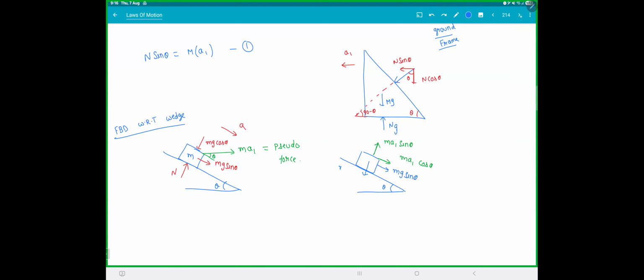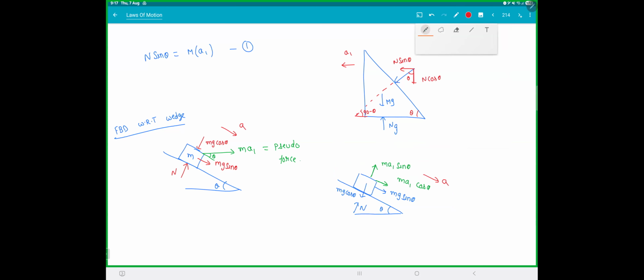Normal reaction is not mg cos theta, everyone. And this is the normal reaction, and this is your acceleration. Please check the components. Now write the equations. I'm choosing the incline as the x-axis and y-axis. So along the incline, the forces mg sin theta plus ma1 cos theta will be mass into acceleration a2.